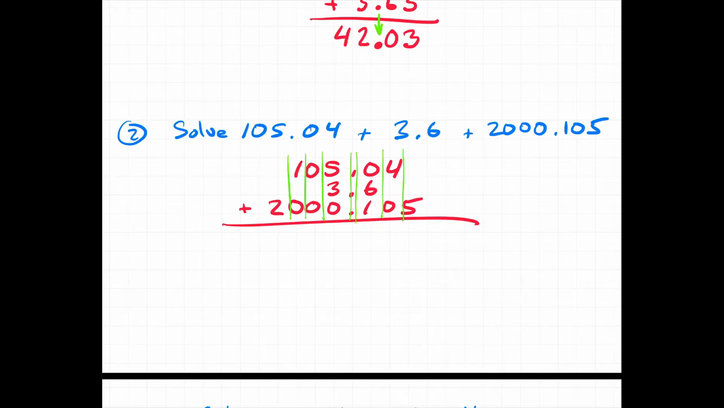So on the far right, I've only got a 5 right there. In the next one, we've got 4 plus 0, which is 4. In the next column, I've got a 6 plus 1, which is 7. Don't forget to put the decimal down there. Moving along, we've got 5 plus 3, which is 8. 0 plus 0 is 0. 1 plus 0 is 1. And finally, in the furthest left column, we have a 2. So the answer to this is 2,108.745.